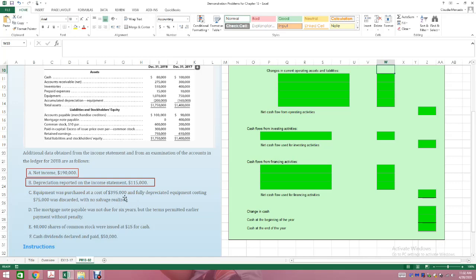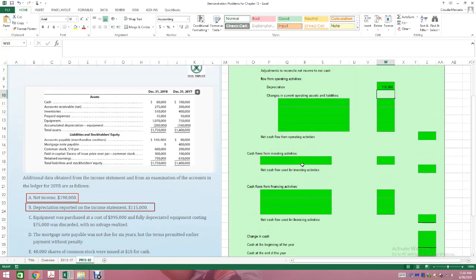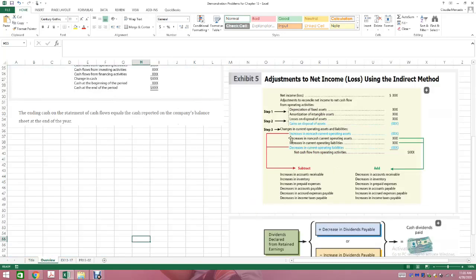We just had a piece of equipment that was in our books. It was useless. We had fully depreciated it. There was no salvage value, so we just got rid of it. So that has no impact on our statement of cash flows. Okay? So now we skip that section because that step 2 didn't apply to us in this particular problem. And now we go to step 3.